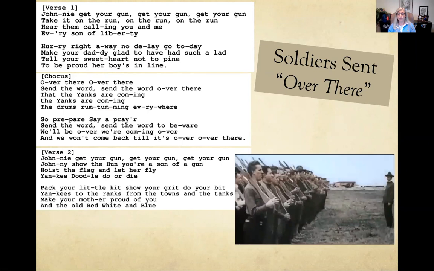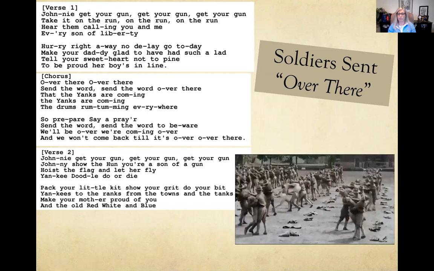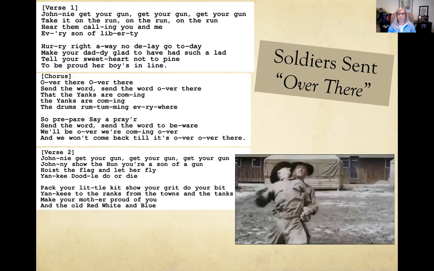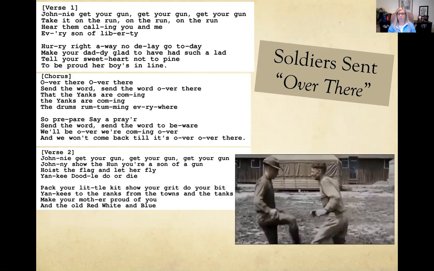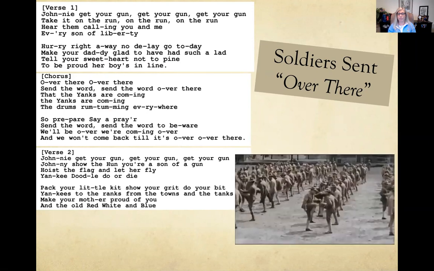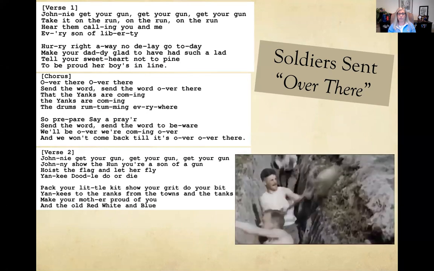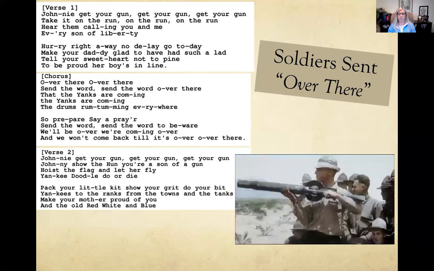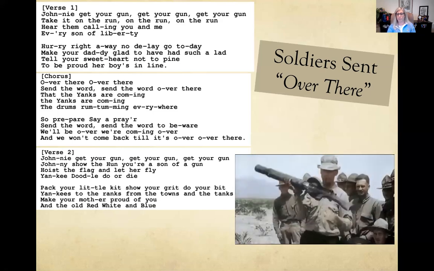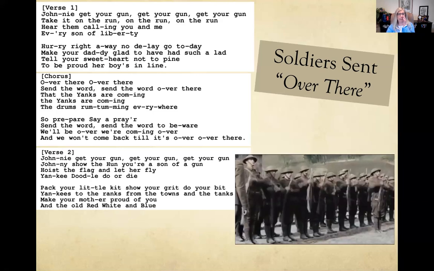Over there, send the word over there, that the Yanks are coming, the Yanks are coming, the drums rum-tumming everywhere. So prepare, say a prayer, send the word to beware. We'll be over, we're coming over, and we won't come back till it's over, over there.